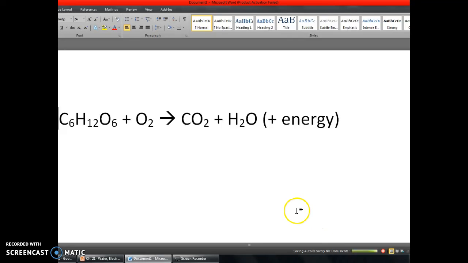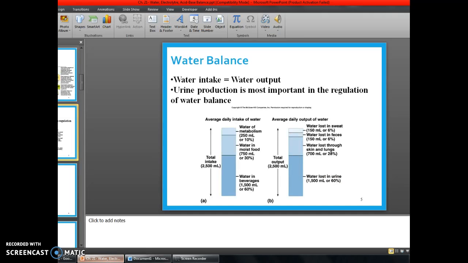Alright, so what we're looking at right here is a really simplified version of the formula for cellular respiration. This first part right here is glucose. So the glucose that's in the food that we eat, we take that and we have to breathe in oxygen. And when we break that down, we produce carbon dioxide and water in addition to the energy that we make by digesting our food. So this is just showing us that when we go through cellular respiration, we are going to make water as part of that. So that's where a little bit of our water intake comes from.